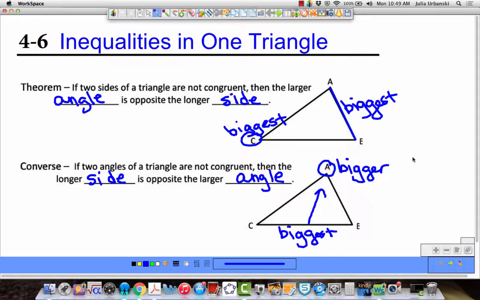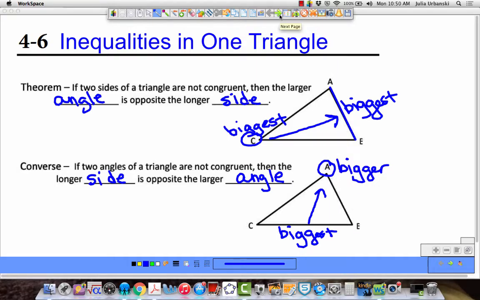So let's look at number 2 down below. Is anyone still writing? Me. Okay. You just start from whatever you know is biggest, and you go directly across from it, and you'll find the segment or the angle that's the biggest. Cell phones away, please. Let me know when you're done.